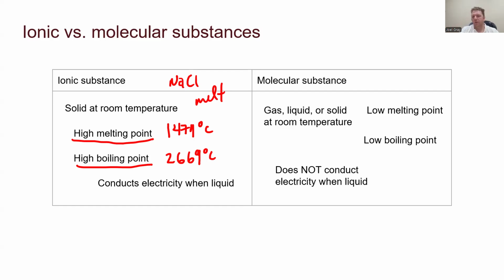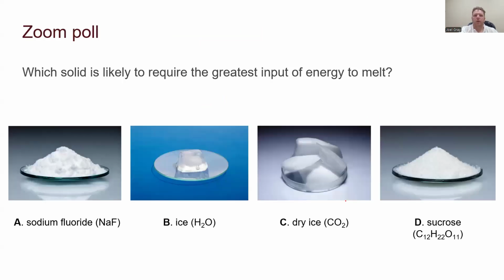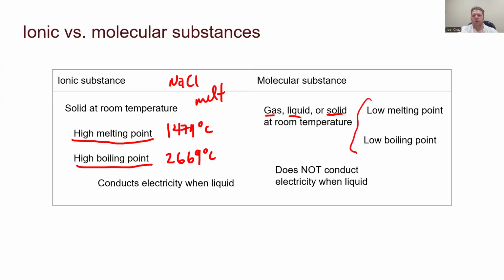Compare that to a molecular substance. You have a gas, liquid, or a solid at room temperature. These are going to have low melting and low boiling points. These are not going to conduct electricity when they're liquid. So these are the biggest differences. An example of a molecular substance would be something like sugar, C6H12O6.